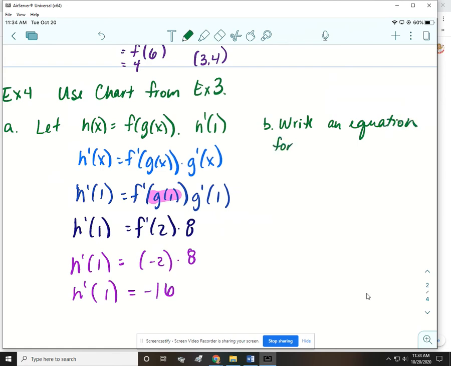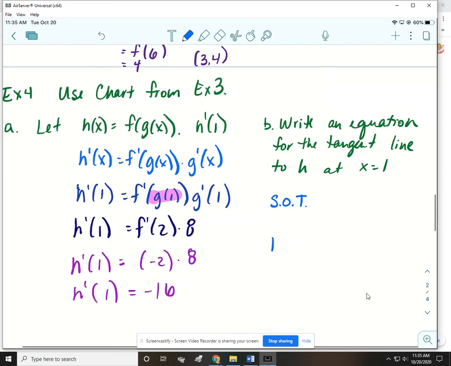for the tangent line to h at x equals 1. All right, so don't forget, we need the slope of the tangent line and we need the point of tangency. And I can't tell you this will always be the case, but on this particular problem, we already know what h prime of 1 is, and it's negative 16.